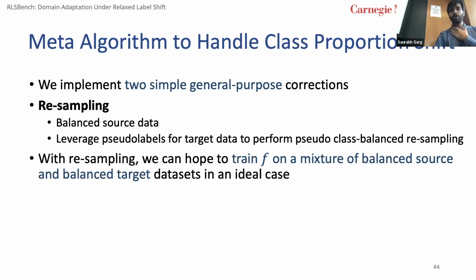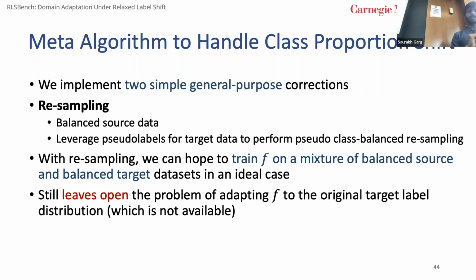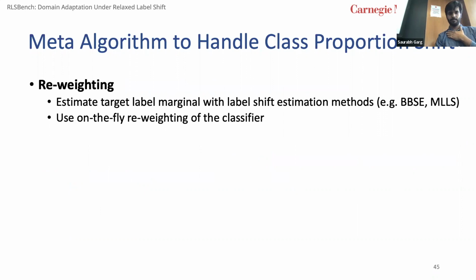Okay, this resampling correction tries to train our classifier F on a mixture of balanced source and pseudo-balanced target datasets in an ideal case. But this still leaves open the problem of adapting F to the original target distribution, which is still not available. That is, this classifier F is still not calibrated to your original target label proportions. We have trained F on some pseudo-balanced target distribution.